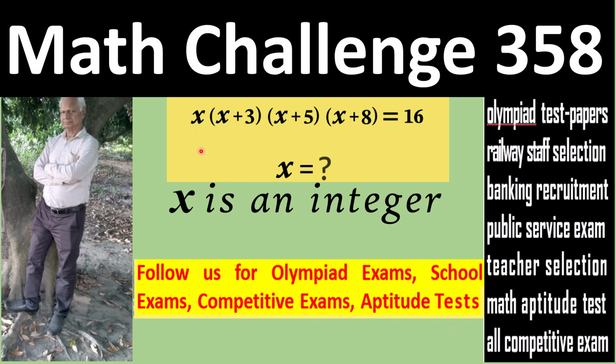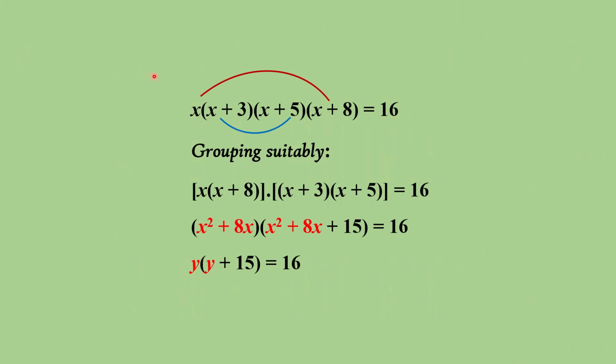So let us see how to solve this equation x into x plus 3 into x plus 5 into x plus 8 equal to 16 without multiplying all the four factors. Now take the smallest and the largest. The smallest is x and the largest is x plus 8. So take the smallest and the largest, and take the other two separately. So taking x and x plus 8 into one group, and x plus 3 and x plus 5 in the other group.